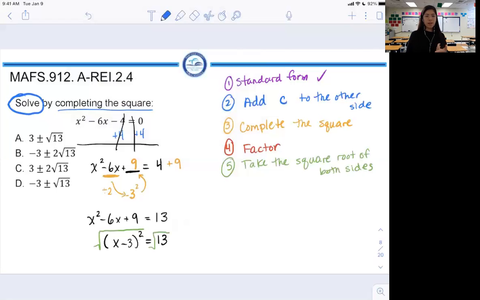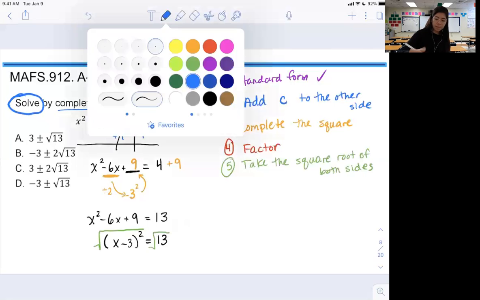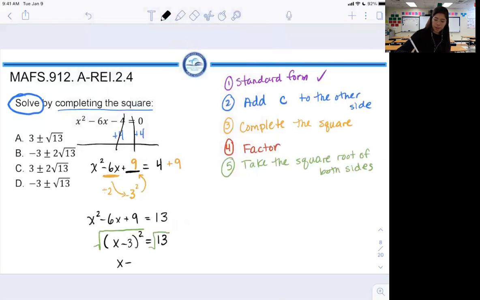But right now, that x is in some parentheses, and those parentheses are being taken to the power of 2. So I need to get rid of that exponent. And how do you get rid of an exponent of 2? Take the square root. So that's why I'm taking the square root, because once I do that, I'm left with x minus 3. I made it out of those parentheses. So I have x minus 3 equals the square root of 13.